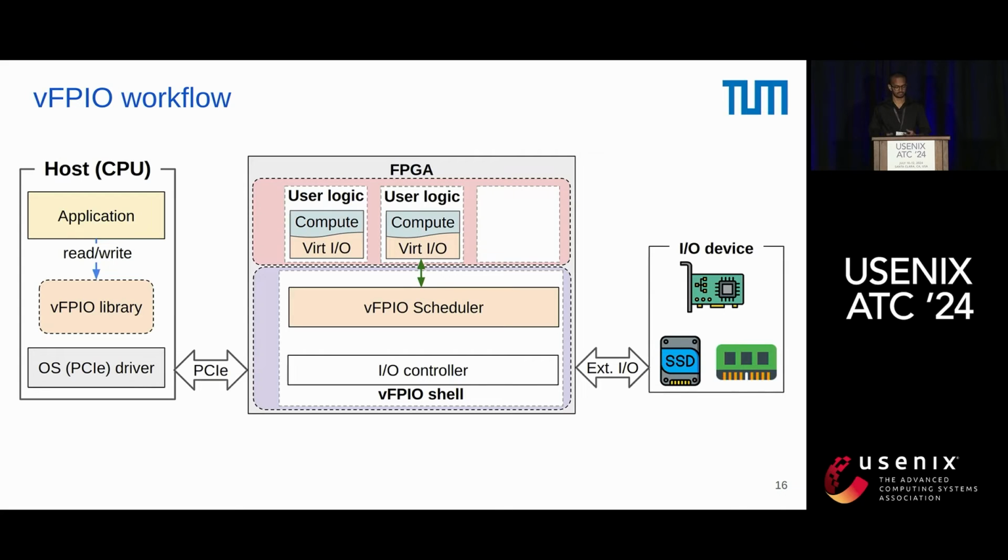And finally, to begin the execution, the application just calls a read or write. Based on this, the user logic does its own read or write request which is intercepted by the vFPIO scheduler. And because in this case, the user logic that is issuing the new request is of higher priority than the already existing user logic, the scheduler picks that and forwards it to the I/O controller for completion.